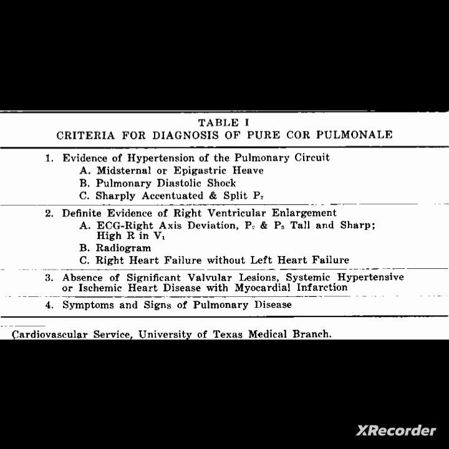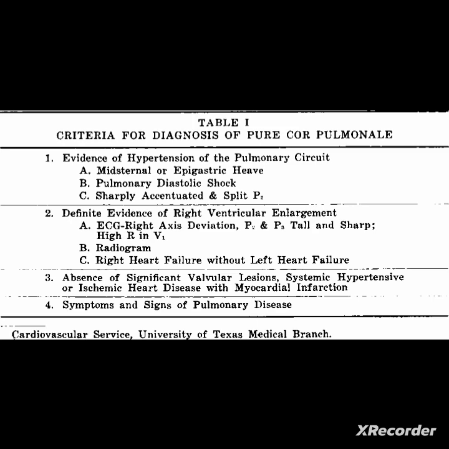In ECG, you can see that the P waves are tall and sharp. Right ventricular enlargement can be observed in the ECG, and also in the echo. So in ECG, right axis deviation, then tall and sharp P waves, then the R wave will be high or elongated. Then radiograph also will be helpful.